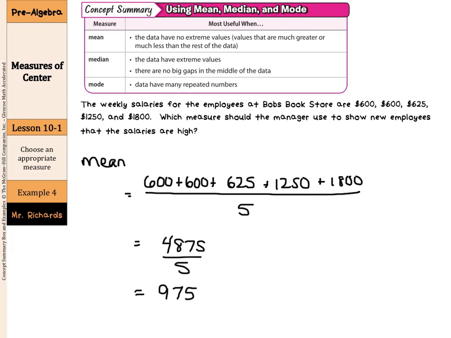Well, the first 3 salaries are below that, far below that, over $300 below that. So if I'm the manager and I'm trying to convince new hires that, hey, I'm the place to work, my average salary is $975. Well, that might be true, but is it deceptive? Well, yeah, it is. And that's the point of the question. He wants to use the data that is deceptive.